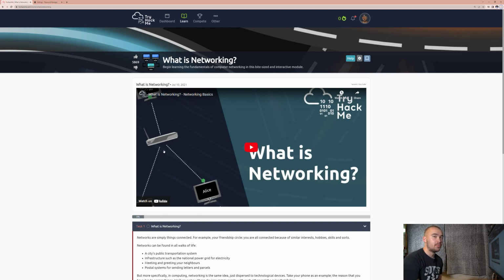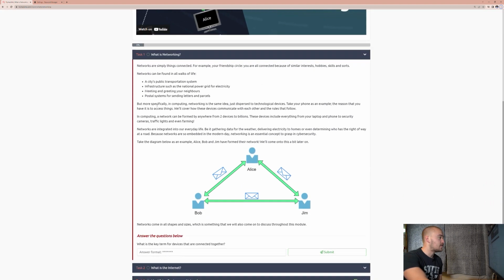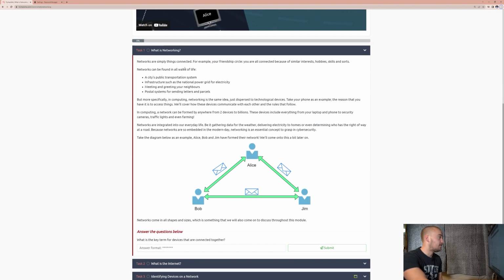We're going to be going through the pre-security learning path, and we are looking at the what is networking room today on TryHackMe. So for the very first thing, we're going to look at the definition of networking and looking at basically what it is.